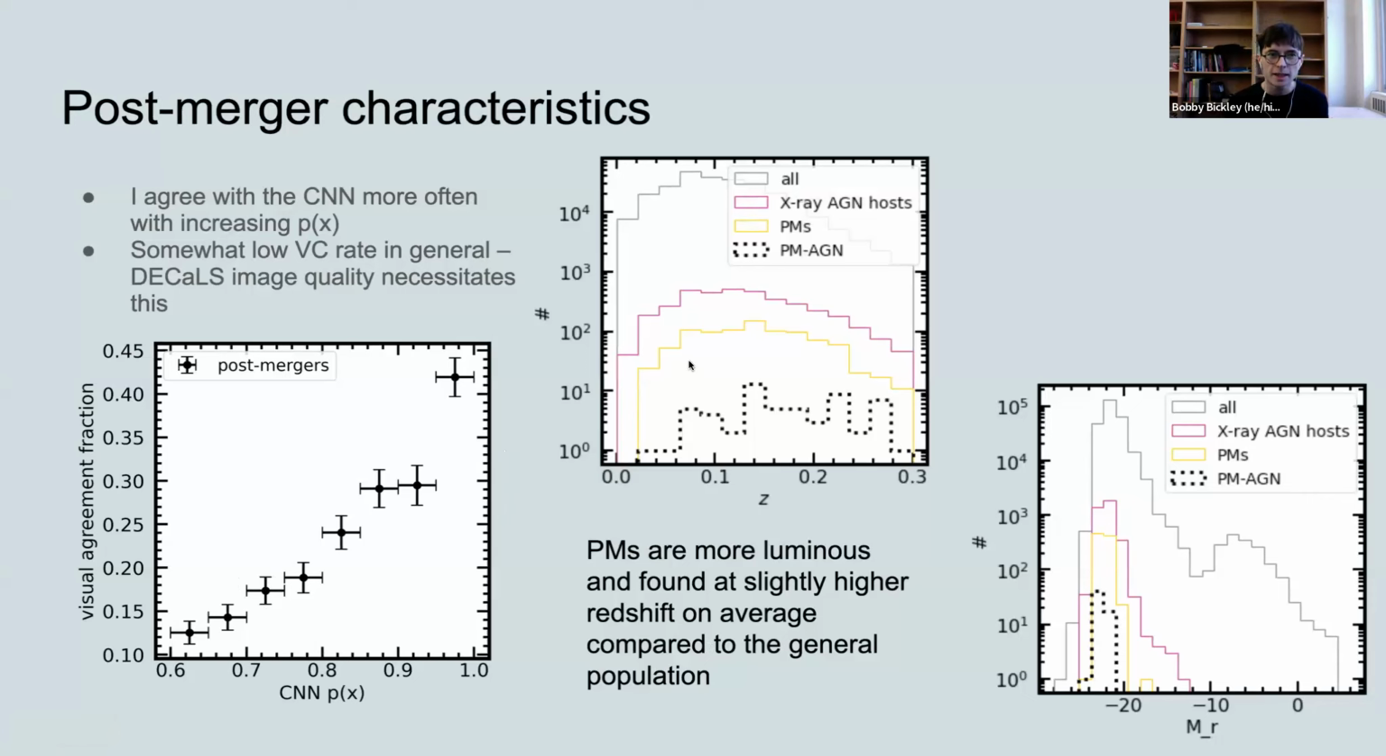We find, as we did in CEERS, that post-mergers are typically more luminous, and as a result are found at slightly higher redshift on average compared to the general galaxy population. This is a consequence of the fact that if you have a more massive or brighter galaxy, any low surface brightness extended tidal features associated with a merger event in that galaxy are going to be more visible, brighter against the noise, basically. So there is this bias towards brighter, more massive galaxies in our sample.